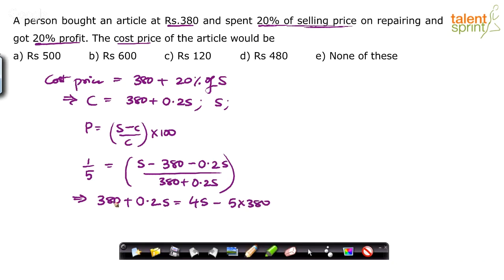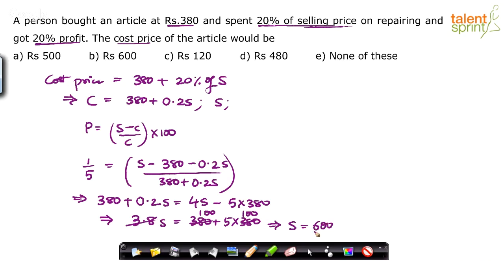Okay. Now simplify this. What happens? If you take 0.2 S on this side, 4S minus 0.2 S is 3.8 S equals to, how much is this? 380 plus 5 into 380. I mean, if you are smart, you will directly write 6 into 380. 380 plus 5 into 380 is like 6 into 380, right? If you take 380 common. So basically 3.8 goes how many times here? 100 times. 100 plus 100. So basically selling price S comes out to be how much? 100 plus 5 into 100, 600.